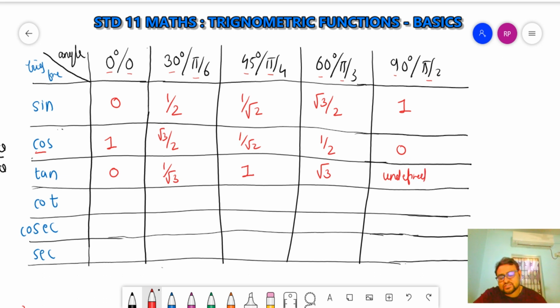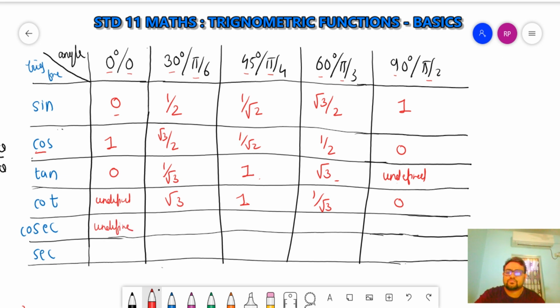Now cot, that is complementary of tangent. So cot 0, complementary of 0 is 90, so undefined. Here it's root 3, here it will be root 3, 1, 1, 1 by root 3, 1 by root 3, 0, 0. Clear? Now cosec theta. What was cosec theta? 1 upon sine theta. So 1 by 0, that will be equal to undefined.